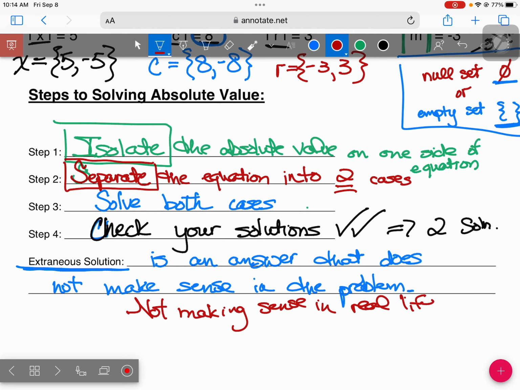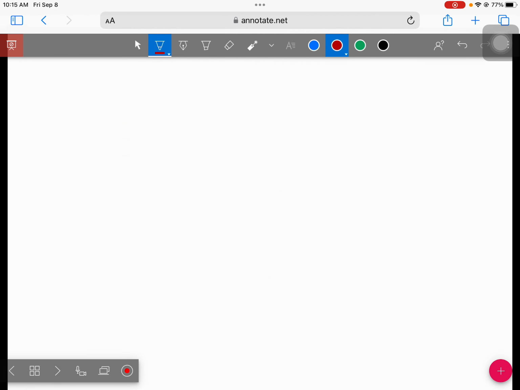Like, for example, you throw a football and they say it goes below the x-axis. We all know a football cannot go below the x-axis. That would be an extraneous solution. Mathematically, it might work, but we know footballs don't go below the ground. All right, so let's get to some problems.